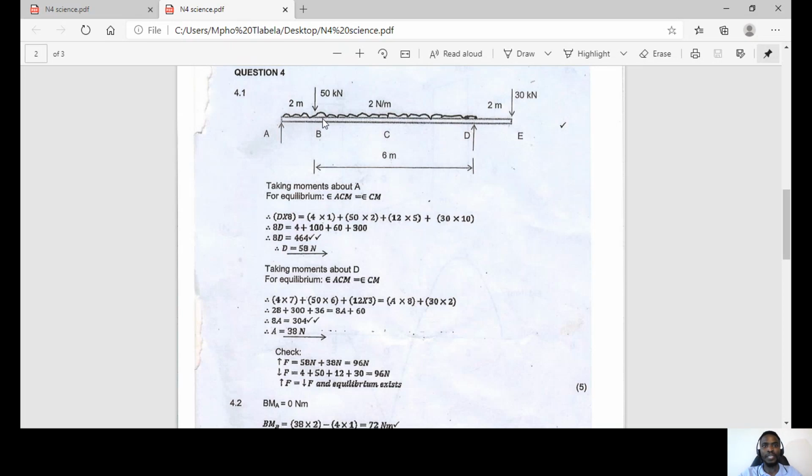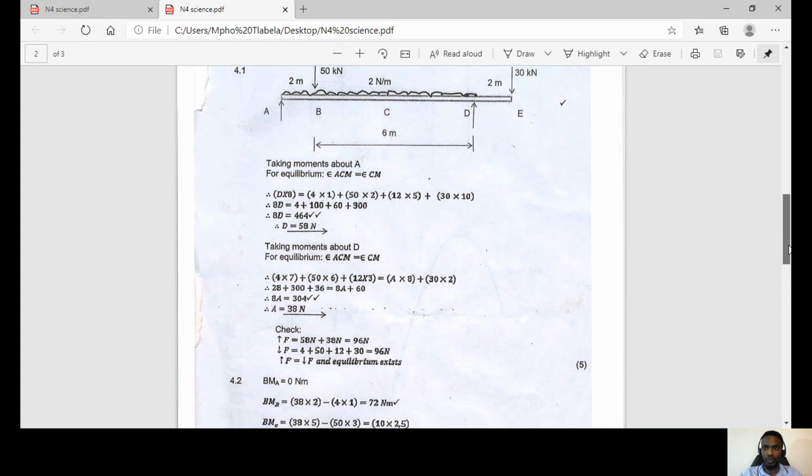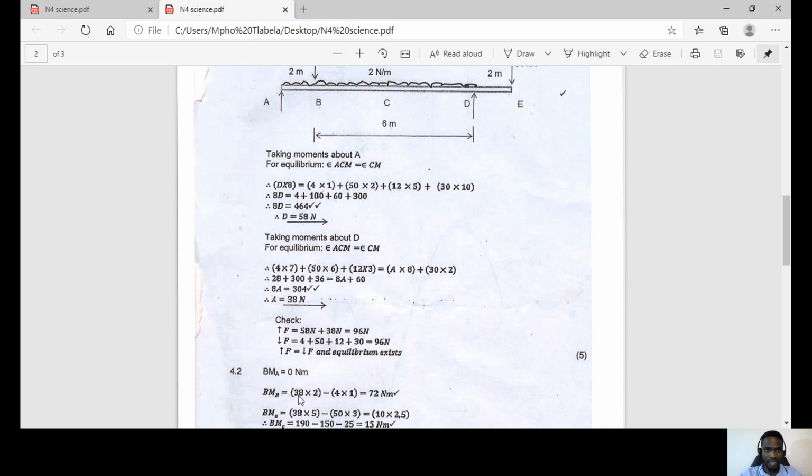Between A and B, the distance is 2. It's going to be 38 multiplied by 2, as you can see here. Then we've got the distributed load here, which is 2 multiplied by 2, which is 4. Remember, for the distributed load, half of its distance is 1. Then it's going to be 4 multiplied by 1. That's why we subtract this, in the opposite direction. Then we get to 72.